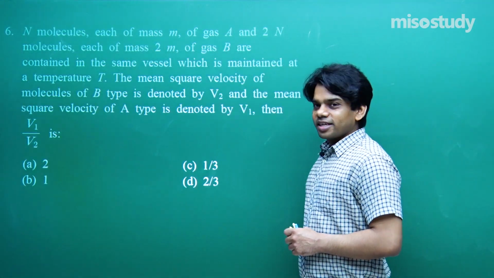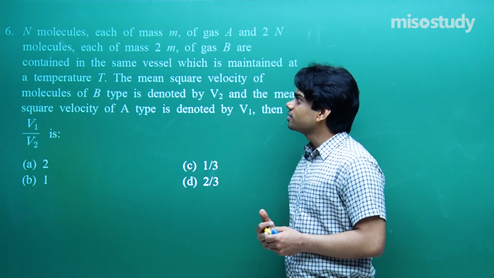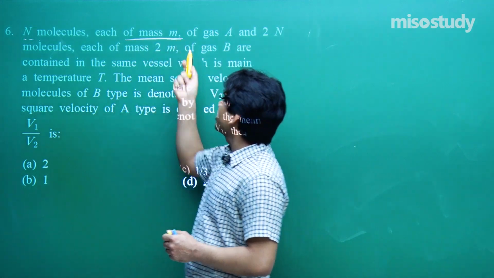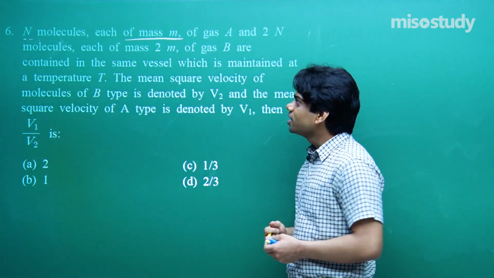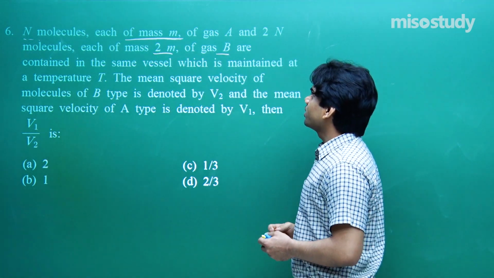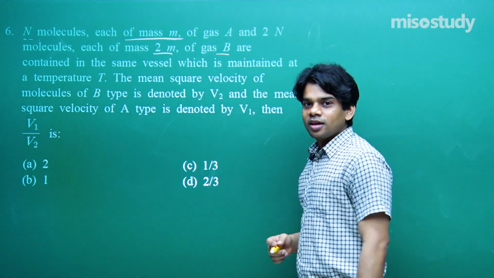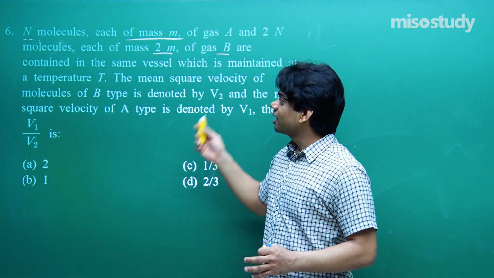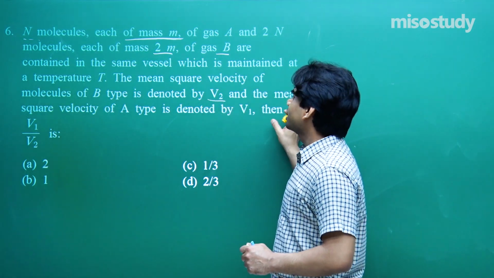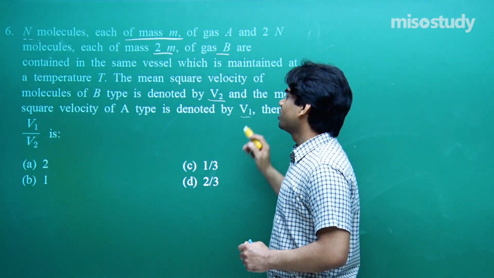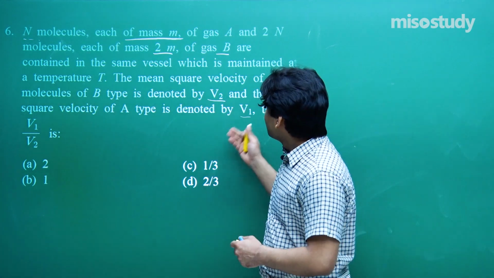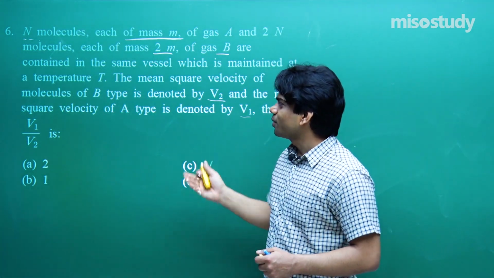Next question, question number 6. Capital N molecules, each of mass m. So there are N molecules, each of mass m of gas A, and 2N molecules, each of mass 2m of gas B, contained in the same vessel which is maintained at a temperature T. The mean square velocity of molecule of B type is denoted by V2, and the mean square velocity of A type is denoted by V1. Then V1 by V2 is, that is, we need to find the ratio of mean square velocity V1 by V2.